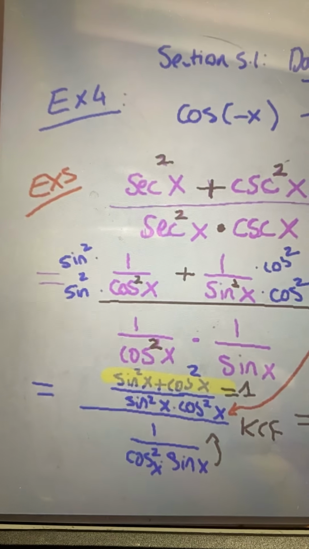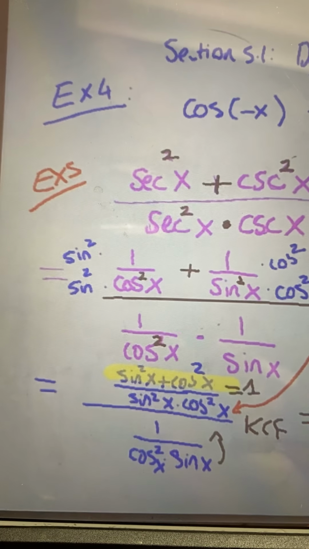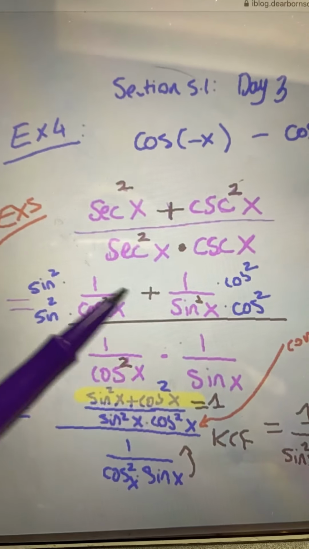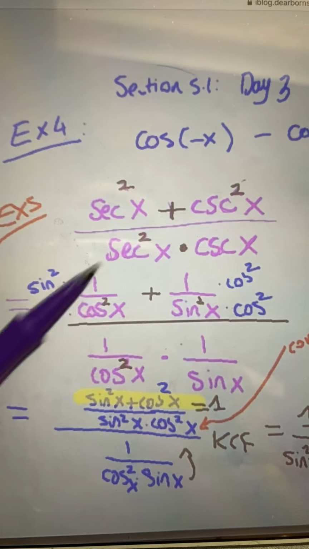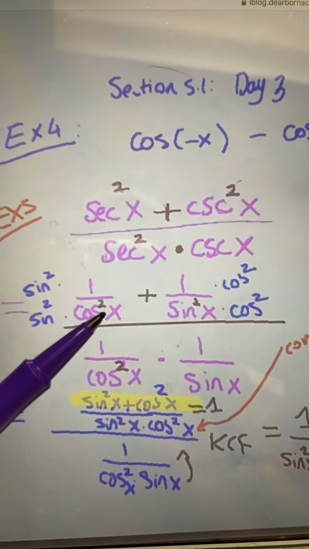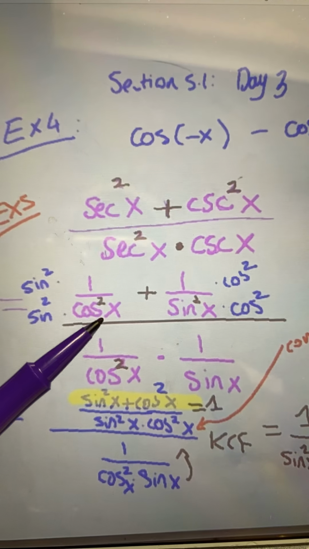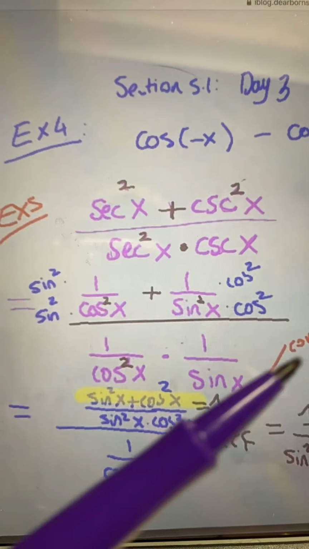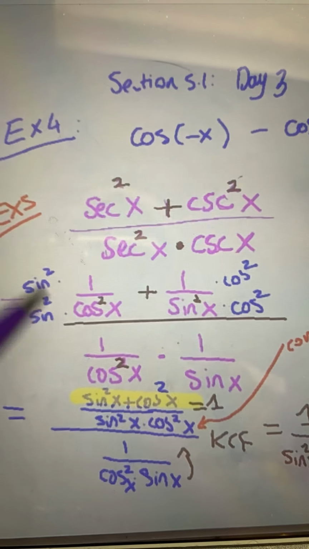I need a common denominator. The common denominator here is not as easy as a 2 and 3 when you're trying to find a common denominator, but it's cosine squared and sine squared. But it's the same concept. So you multiply the first by the second, and you multiply the second by the first. What you do on the bottom, you do on top.